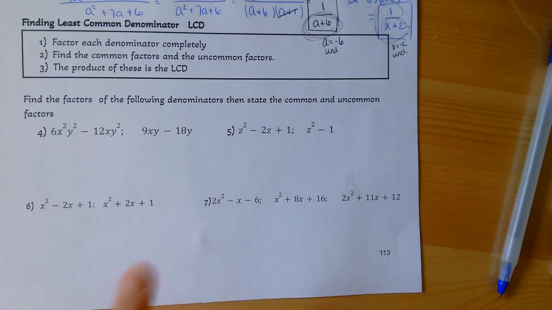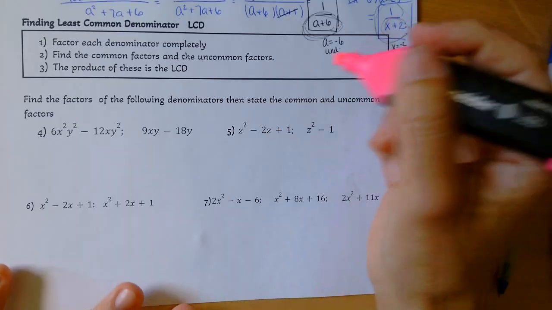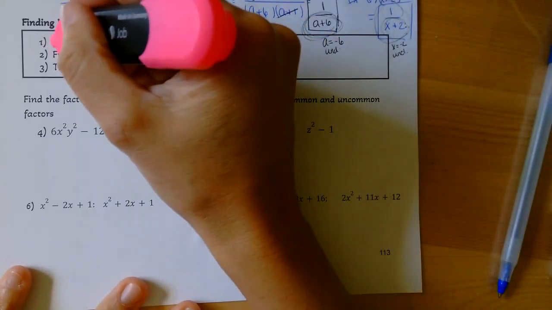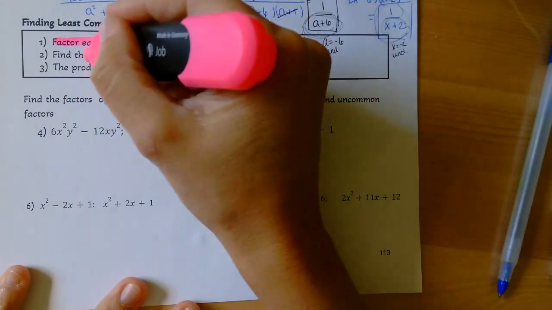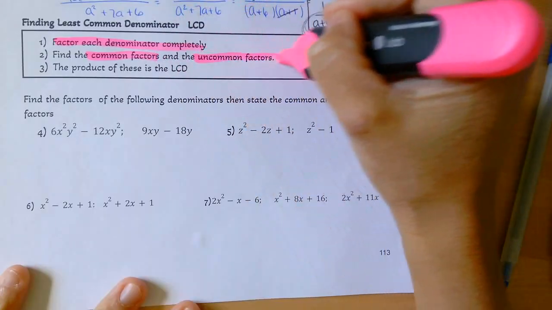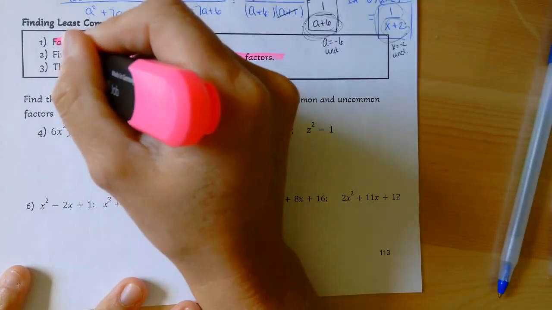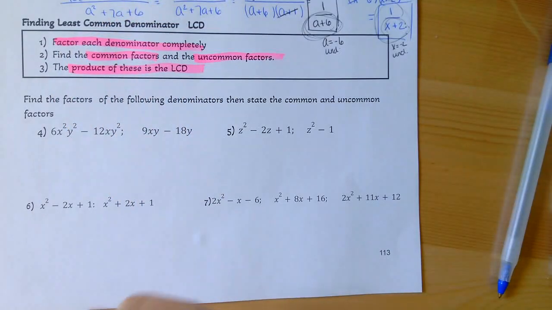Okay, so like I said, today's topic was fairly simple. We're going to see most of the time, 99% of the time, they're not going to give you common denominators. So our goal for the uncommon denominators is our next class meeting, but we're going to start practicing finding common denominators. All right? So it says factor each denominator completely. Find the common factors and the uncommon factors. The product of these is the least common denominator.